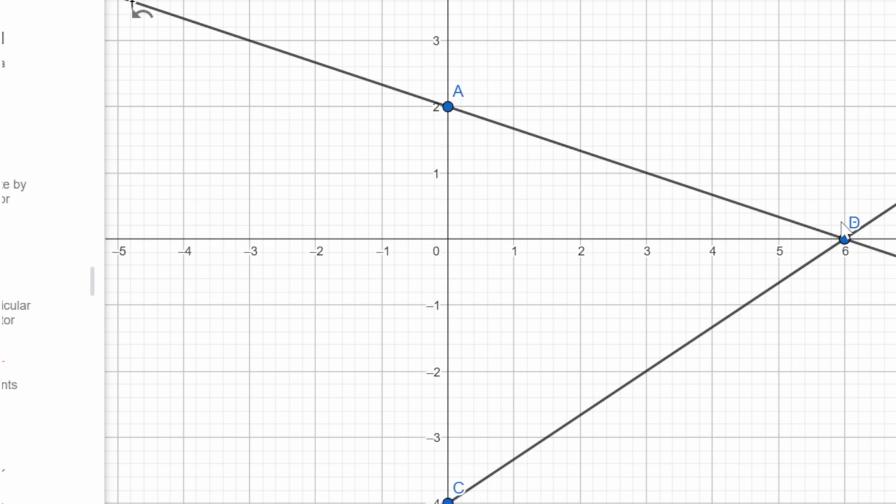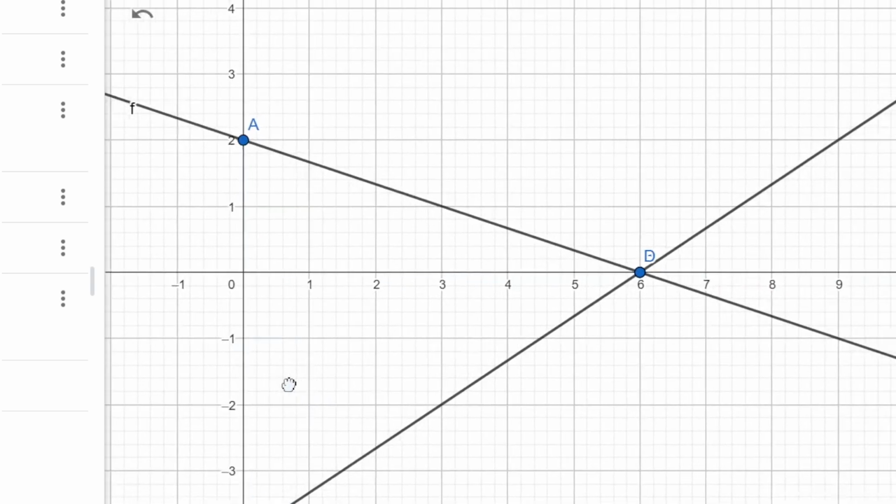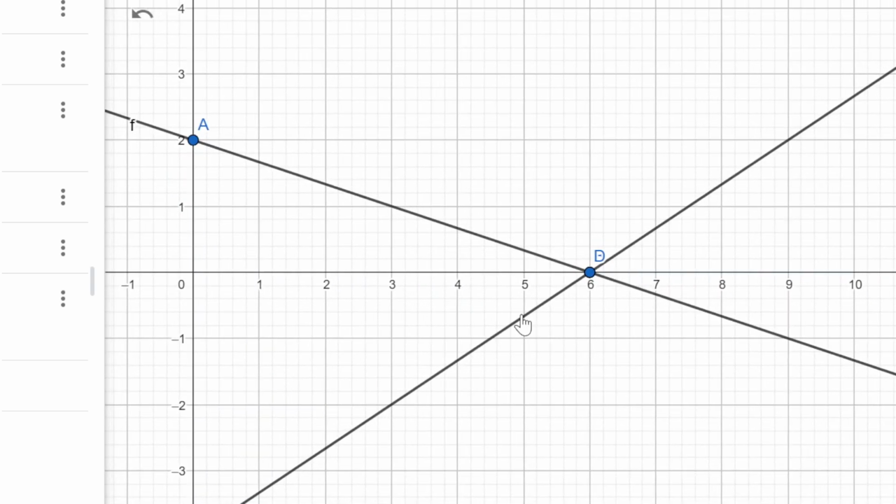Okay, I have joined those 2 points using the scale tool, but in your case you can use a scale and pencil and join those 2 points. So now we got the intersection somewhere here, which is at this point, which is nothing but (6, 0). Hence I can say the solution is (6, 0), that is x is 6 and y is 0.